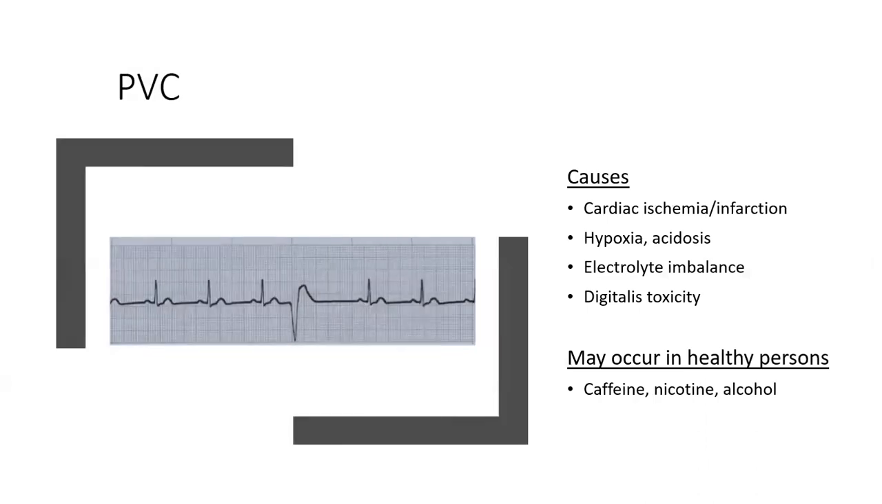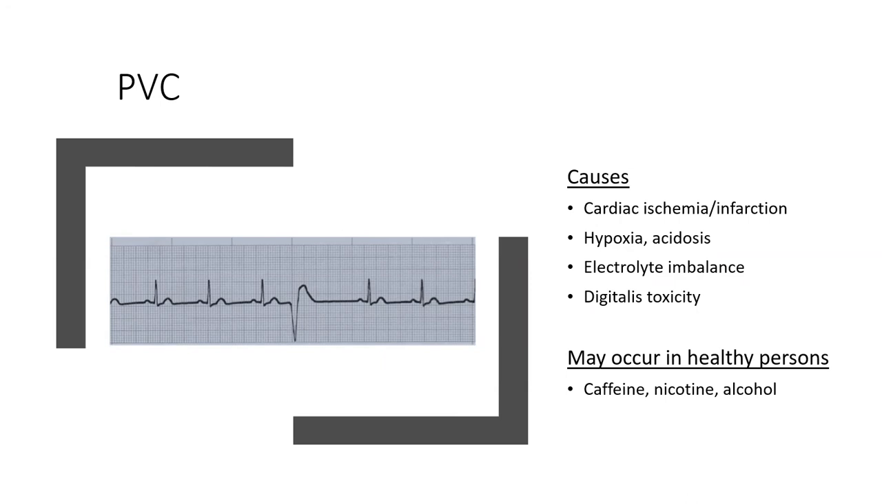Some of your causes can be cardiac ischemia or infarction, hypoxia, acidosis, electrolyte imbalances, digitalis toxicity, and it may also occur in a healthy patient. So caffeine, nicotine, and alcohol can all cause this to happen in a healthy patient. Your risk factors are anything that increases the workload of a failing heart, and it's usually caused by electrical irritability in the ventricular conduction system.